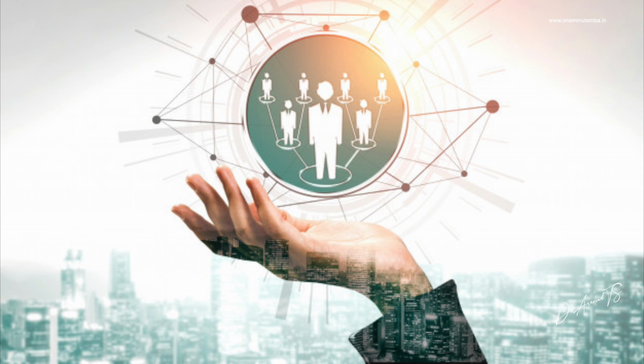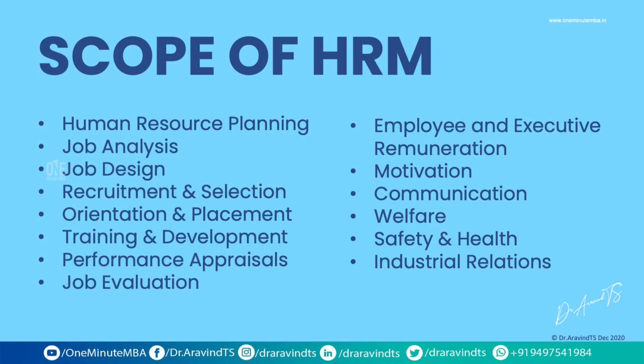From entry to exit, or recruitment to retirement of an employee in an organization, should come under the scope of human resource management. Let us see what the operational areas of human resource management are. The first one is human resource planning. Second is job analysis. Third is job design. Fourth is recruitment and selection.